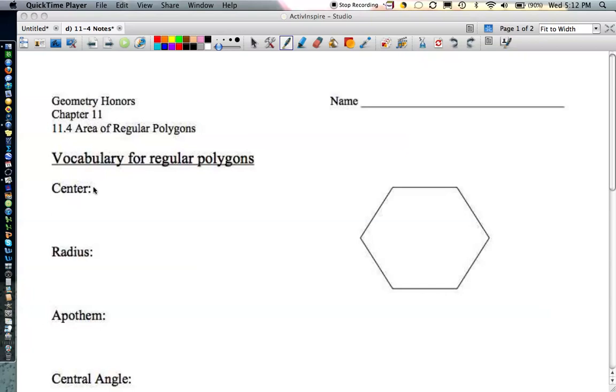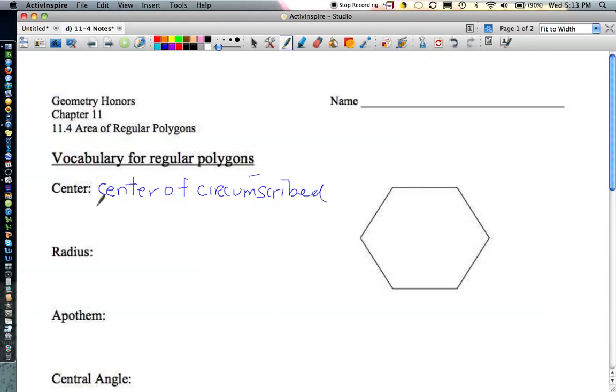Area of regular polygons. Some vocab to get started. The center of a regular polygon is defined as the center of a circumscribed circle. Circumscribe means along the outside. So if I was to circumscribe a circle, that would mean it would touch at only exactly one of the vertices of this polygon. The center would be directly in the middle.